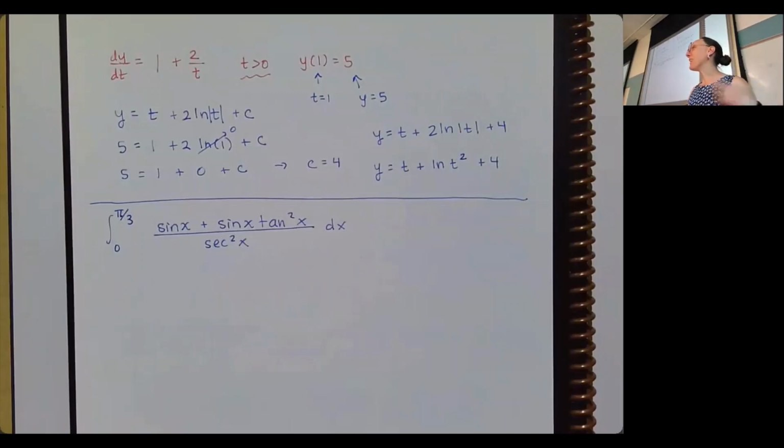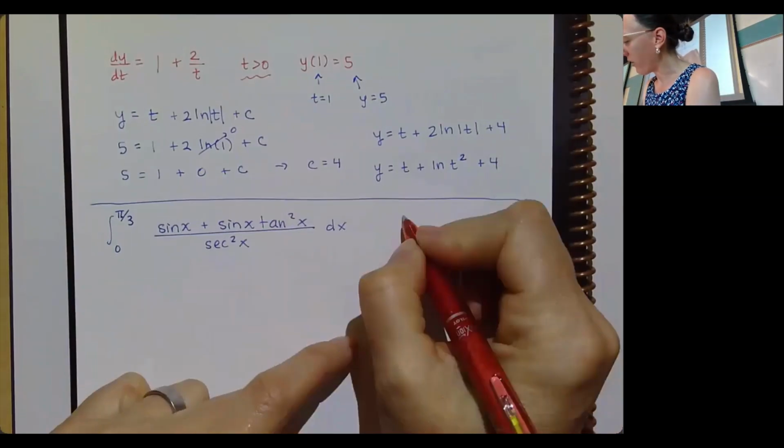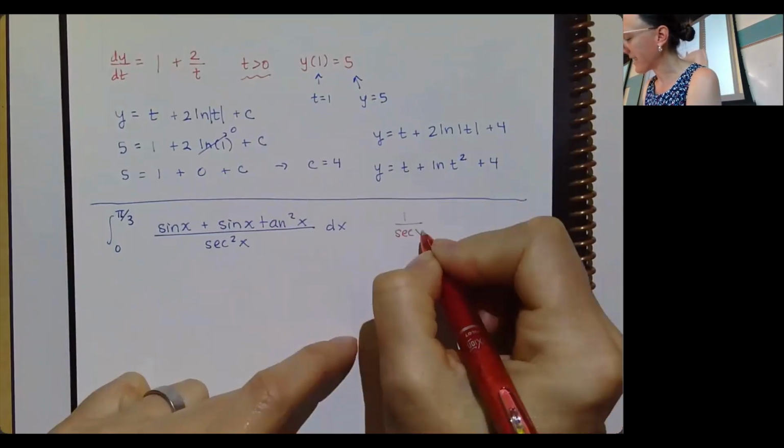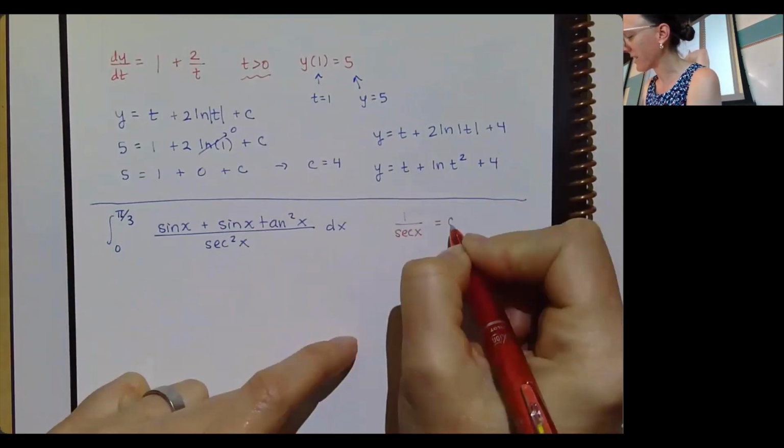So I'm going to do something to help it look better. And the first thing that I'm going to do is go, I don't want to play with secant. So I am instead going to note that 1 over secant of x is the same thing as cosine of x.